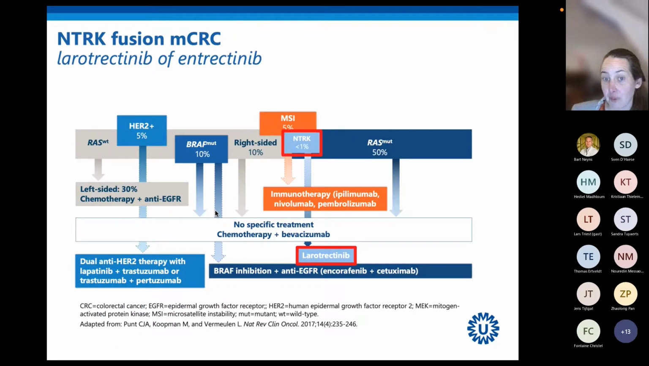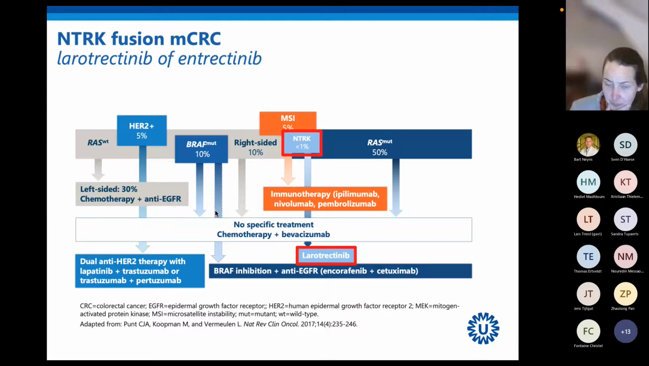NTRK is a pan-tumor predictive biomarker for response to larotrectinib or entrectinib. It's a very low percentage, less than 1%, and it's especially seen in the microsatellite unstable tumors, and then especially the right-sided microsatellite unstable sporadic tumors, so non-Lynch. In that group, you can find it, but it's very difficult.